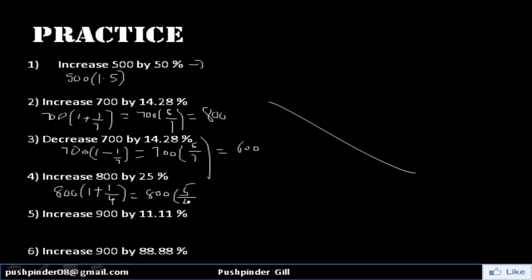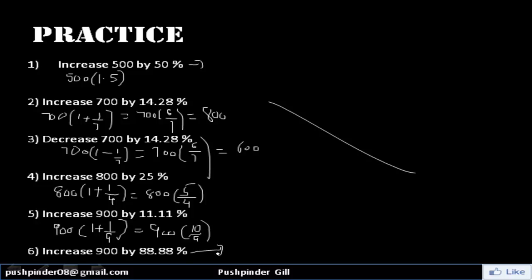Similarly, if I have to increase 900 by 11.11%, I'd say 900 into 1 plus. So what is 1 by 11, guys? You can flip to your pages. It's 1 by 9. So 11.11% is 1 by 9, and 900 into 1 plus 1 by 9 is nothing but 900 into 10 by 9. So I get my answer to be 1000.